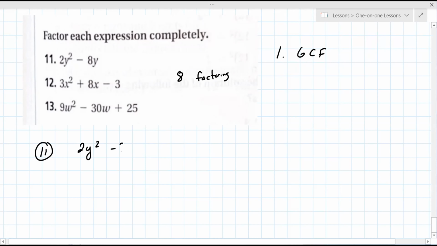2y squared minus 8y. The GCF can be either a number or a letter, meaning exponent or power, or both. So in this case, it's both. And if you don't know what it is, or if you guess wrong, you just get to do it again. It is 2y. This becomes y minus 4.